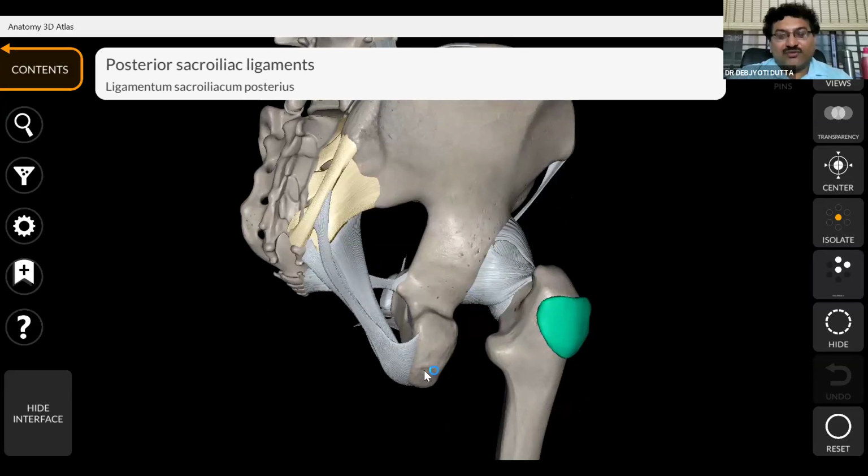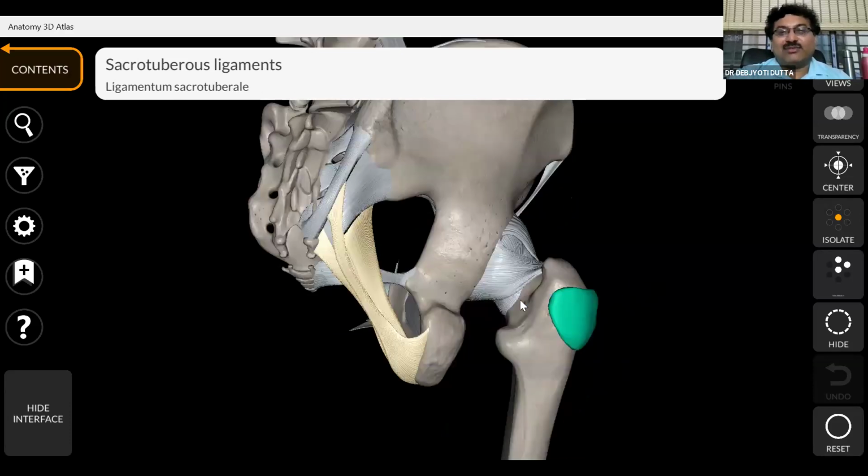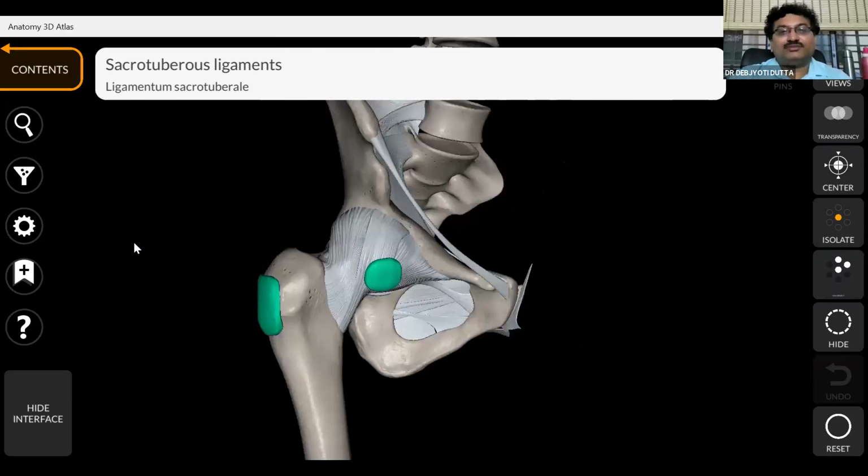Now we have two bony projections. I have not told you about them because they are mostly connected with the posterior part. This is the ischial tuberosity and this is the ischial spine. From the ischial spine to the sacrum, we have a ligament known as the sacrospinous ligament. Similarly, from the ischial tuberosity to the sacrum, we have another ligament known as the sacrotuberous ligament. These two ligaments are very important when we learn the pudendal nerve block from the posterior side. So remember this anatomy because it will be required.